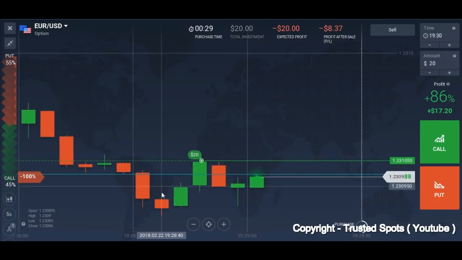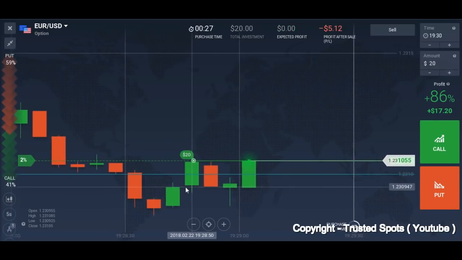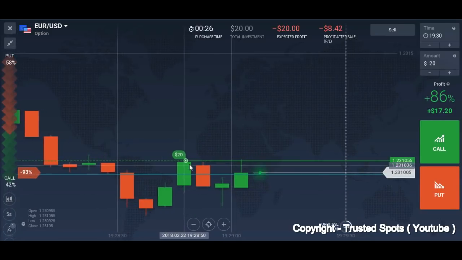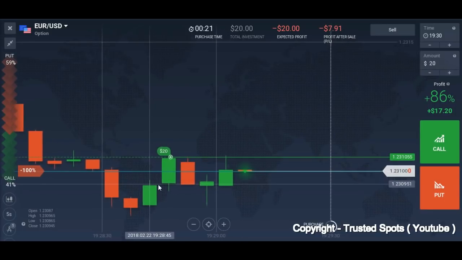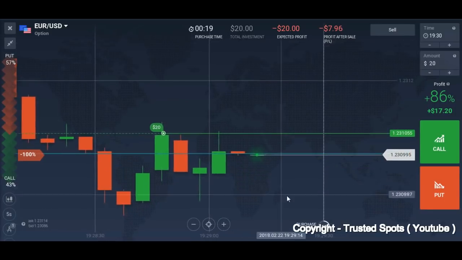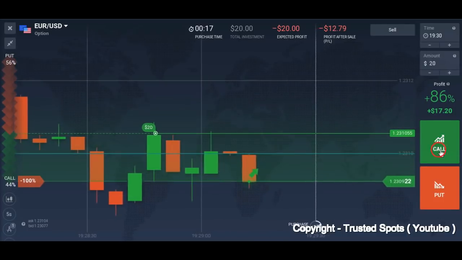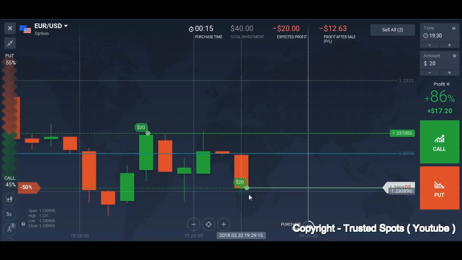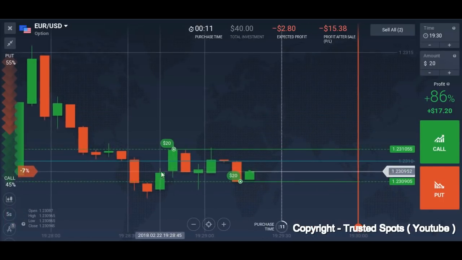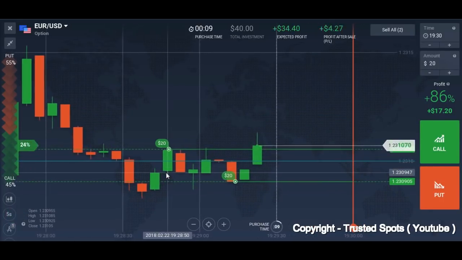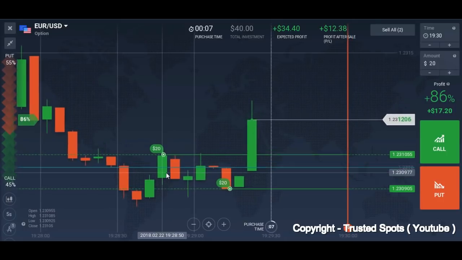So if our trade was placed here, it would be the best. As we have placed our trade here, it will be a little risky, so I will place one more trade with this level. Now we have placed our trade at the right time. The market will close above this particular level, I'm sure about it. So let's wait for this candle.